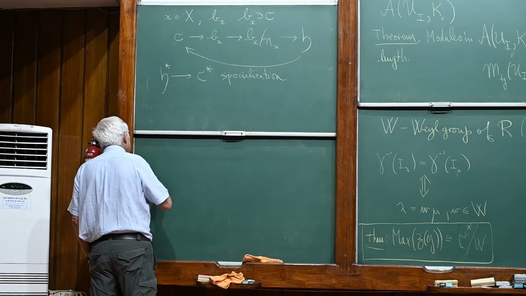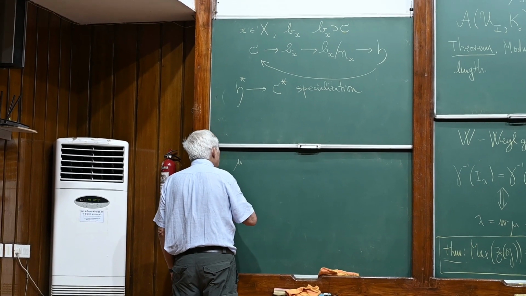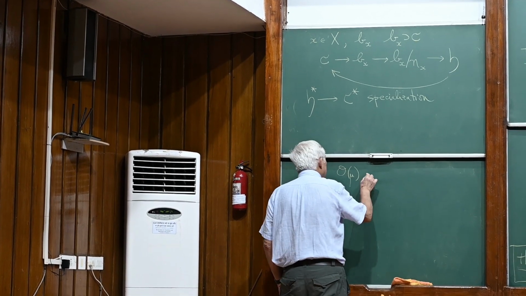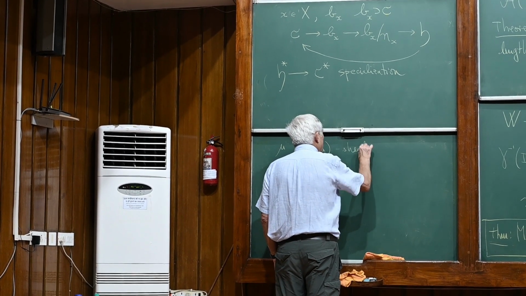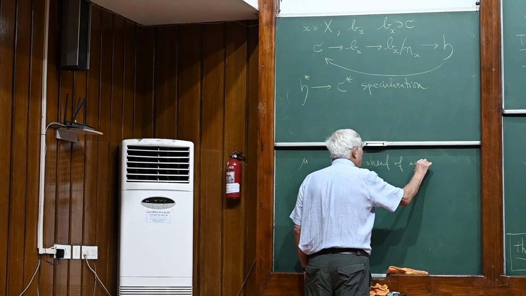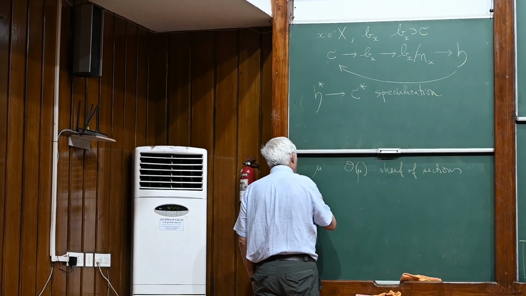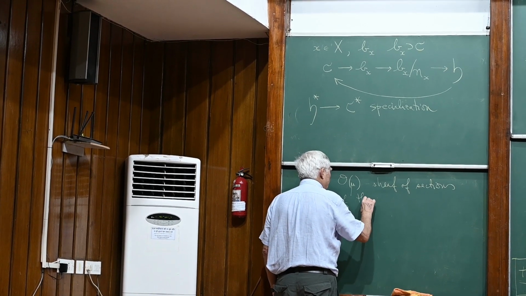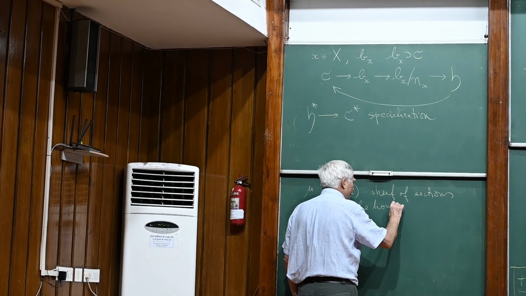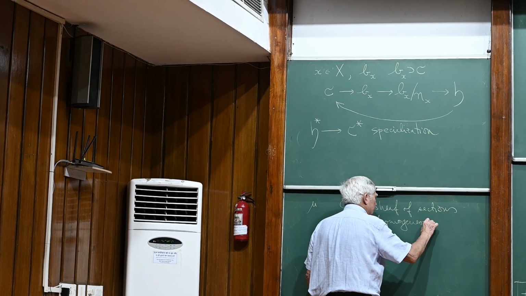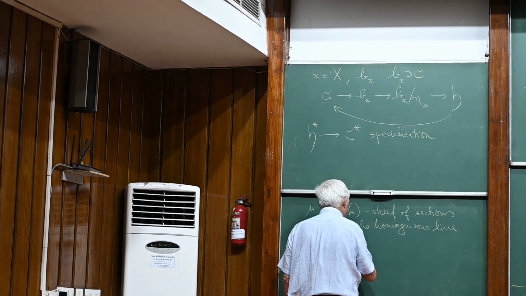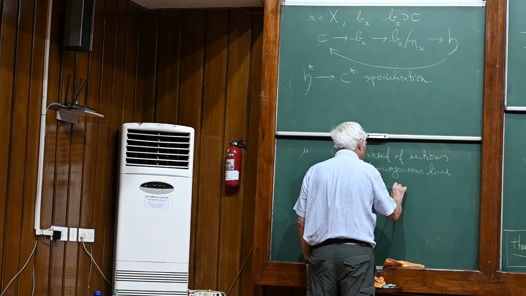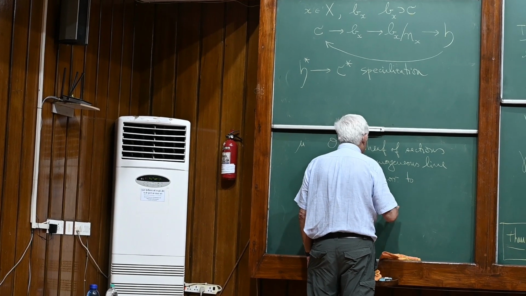So for, say, mu, I denote by O_mu this sheaf of sections of the homogeneous line bundle corresponding to the weight.